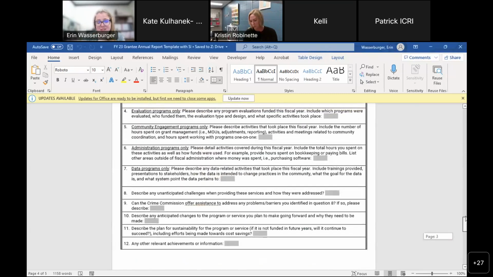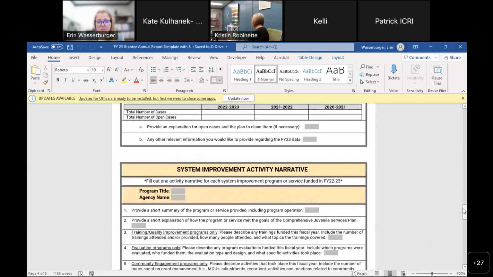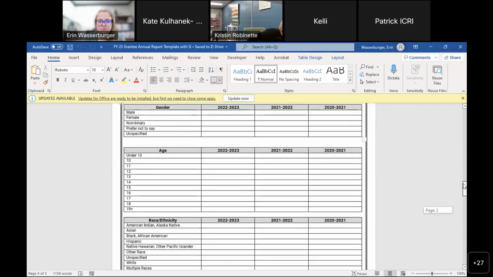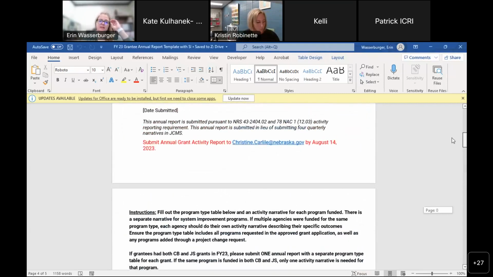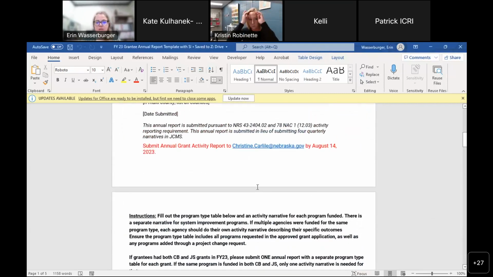And that's all there is for the system improvement narratives at the bottom. If your county doesn't fund a system improvement program, you can ignore that table altogether. These are emailed back to Chris in our office, again, by August 14th. If you want to put it in a PDF, that's fine. If you want to leave it in Word, that's fine. We'll take it either way.